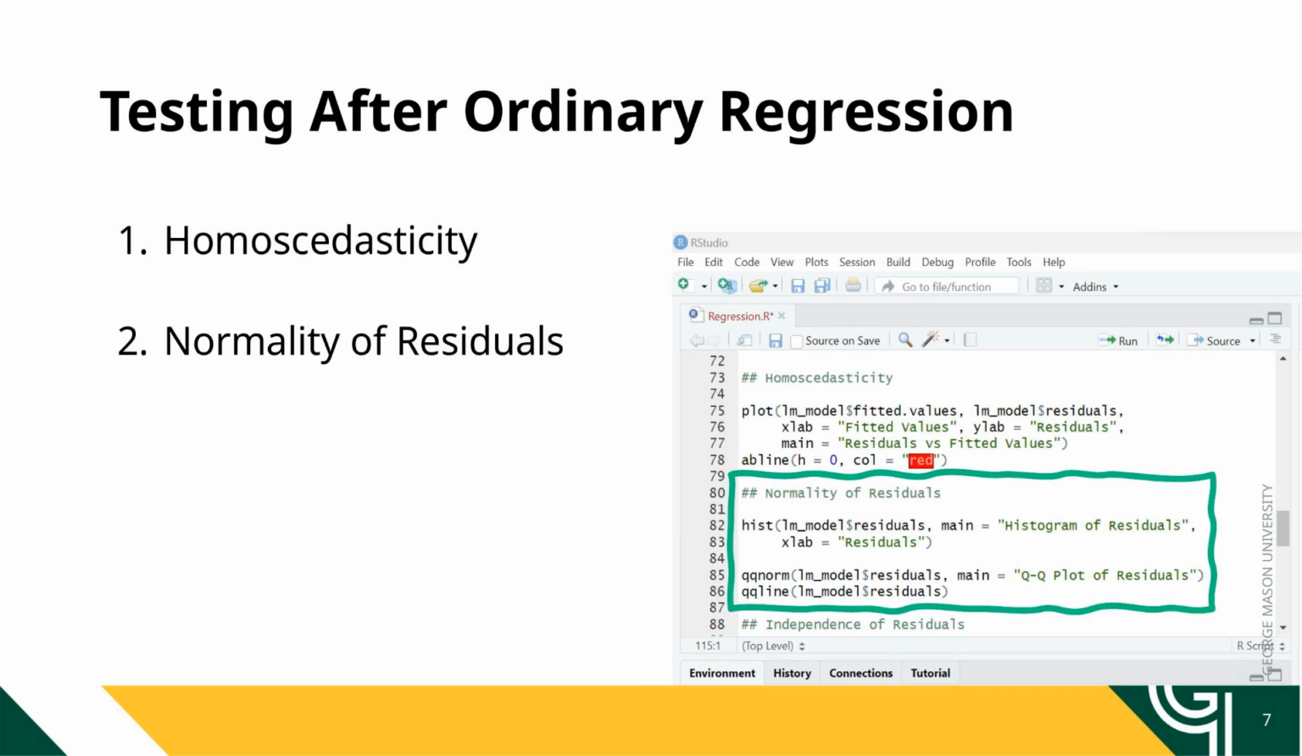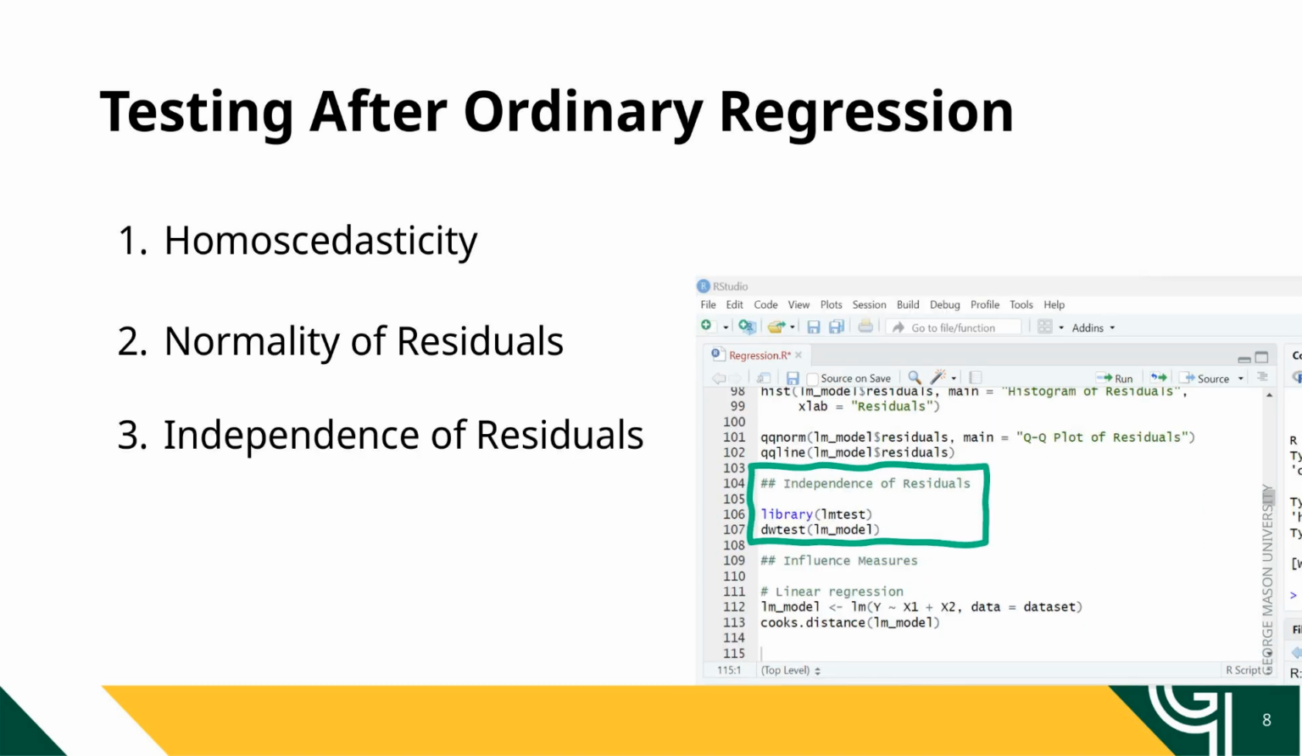To ensure valid hypothesis tests and confidence intervals, check if the residuals are normally distributed. A histogram of the residuals should show a bell-shaped curve, indicating normality. A QQ plot compares the quantiles of the residuals to those of a normal distribution. Points lying along the diagonal line suggest normality, while deviations indicate non-normality.